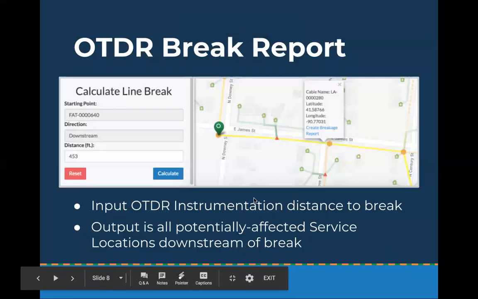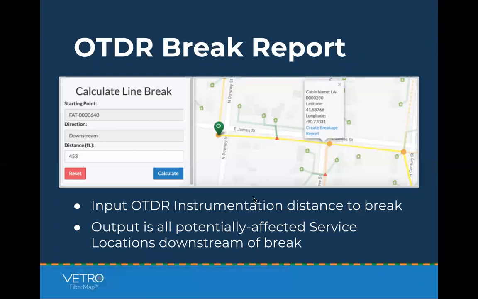So the OTDR break report is something that we'll manage right within the circuit report or the circuit details view. So from here, if we input the OTDR instrumentation distance to the break, so say for example, a customer calls in and says, I've lost internet, I think there's a break in the line. And so you go to a point in the network where you can run your OTDR tool and you'll get a reading, a distance to the break. So we can input that distance, indicate the direction, and then we'll have an output that shows us all of the potentially affected service locations that are downstream of that break.